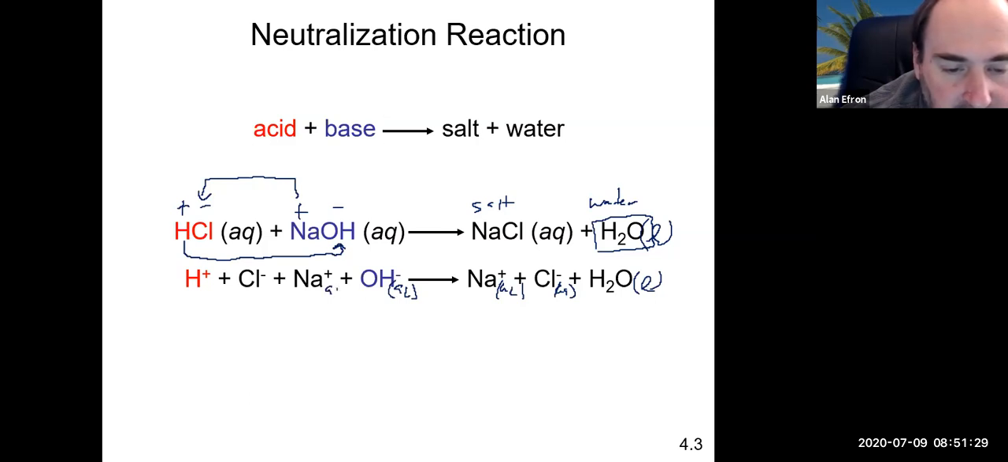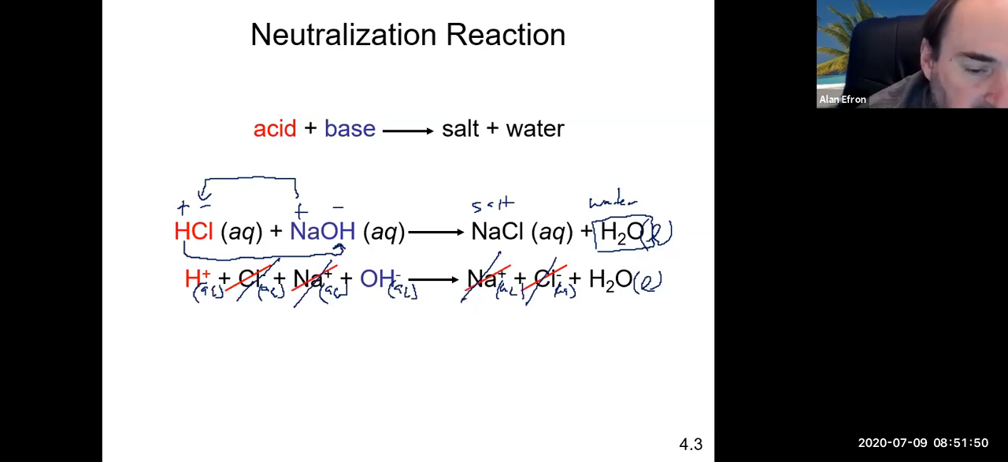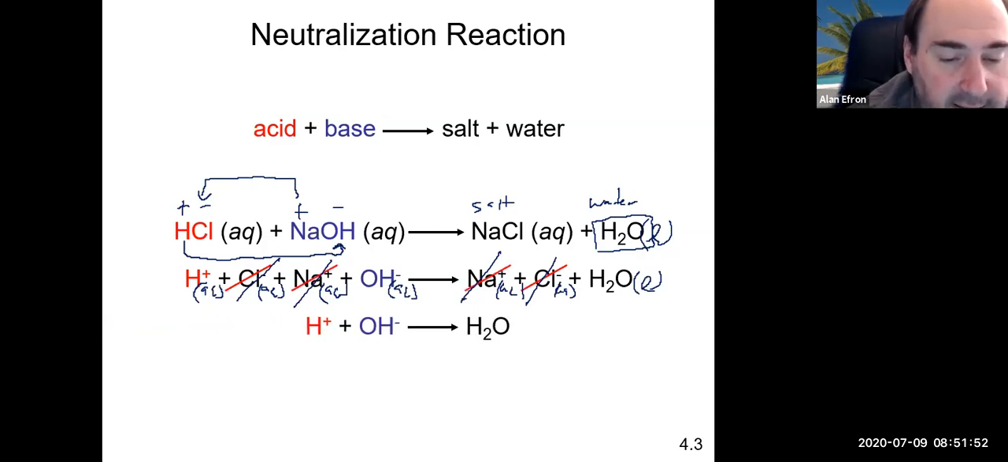And if you look at this, you can see the same thing that we saw in our precipitation reaction: we have some ions that look exactly the same on both sides. That's going to be our sodium ion and our chloride ion on each side. Those are spectator ions. And if we get rid of them just like we did before, what we are left with is our net ionic equation, which is right here, for what is really happening in this reaction.